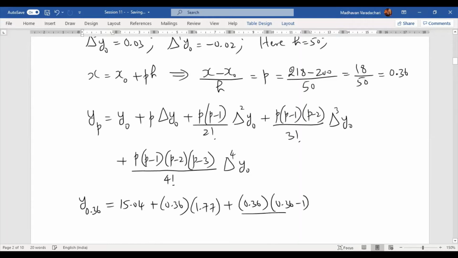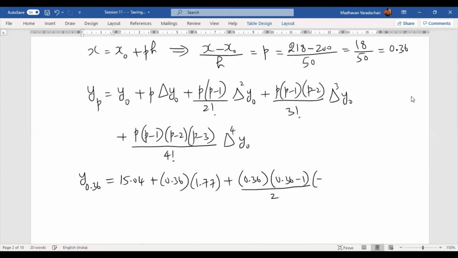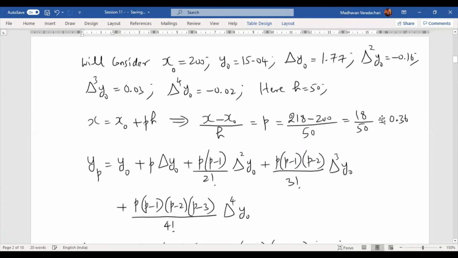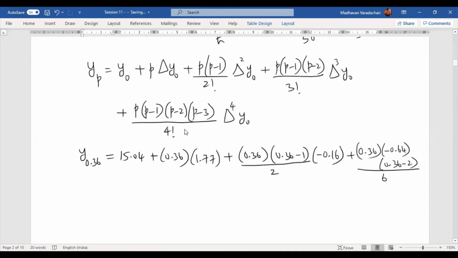0.36 minus 1 divided by 2 factorial, which is 2. Delta power 2 y naught is negative 0.16. Negative 0.16. Then plus 0.36, 0.36 minus 1, which is actually negative 0.64. Then p minus 2, which means 0.36 minus 2, divided by 3 factorial, which is 6. Delta cube y naught is what? 0.03. So let me write here 0.03.